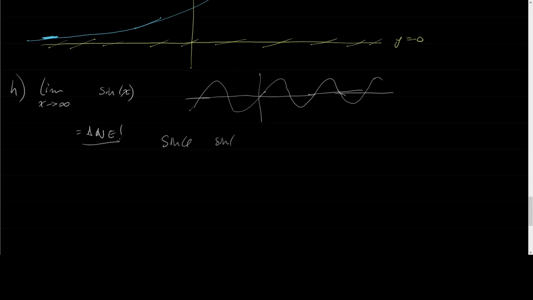Since sine of x oscillates, right? It keeps oscillating forever and ever and ever. So it doesn't actually get closer to any specific value. It just goes back and forth between -1 and 1, reaching all the values in the middle.